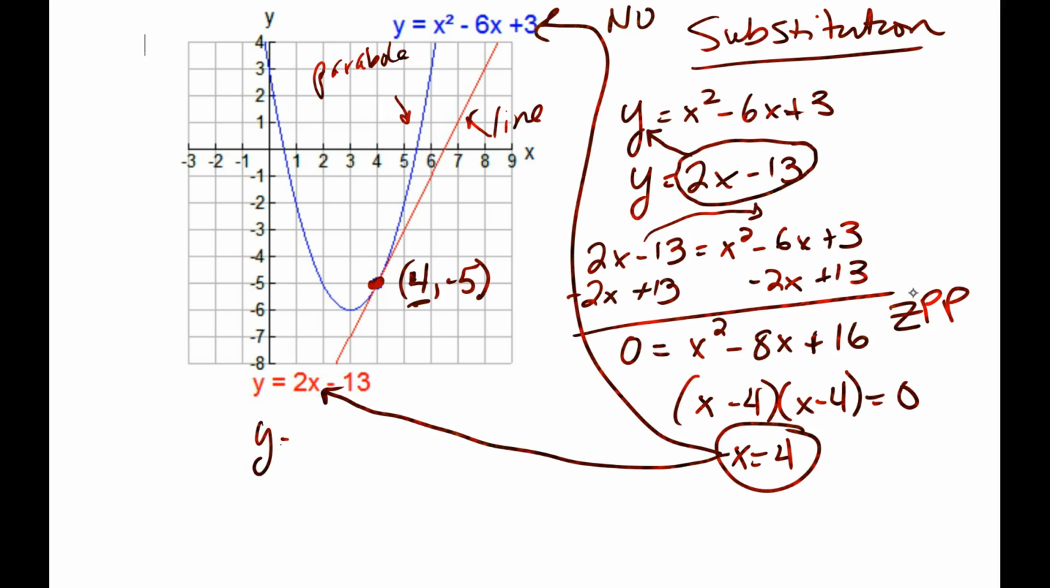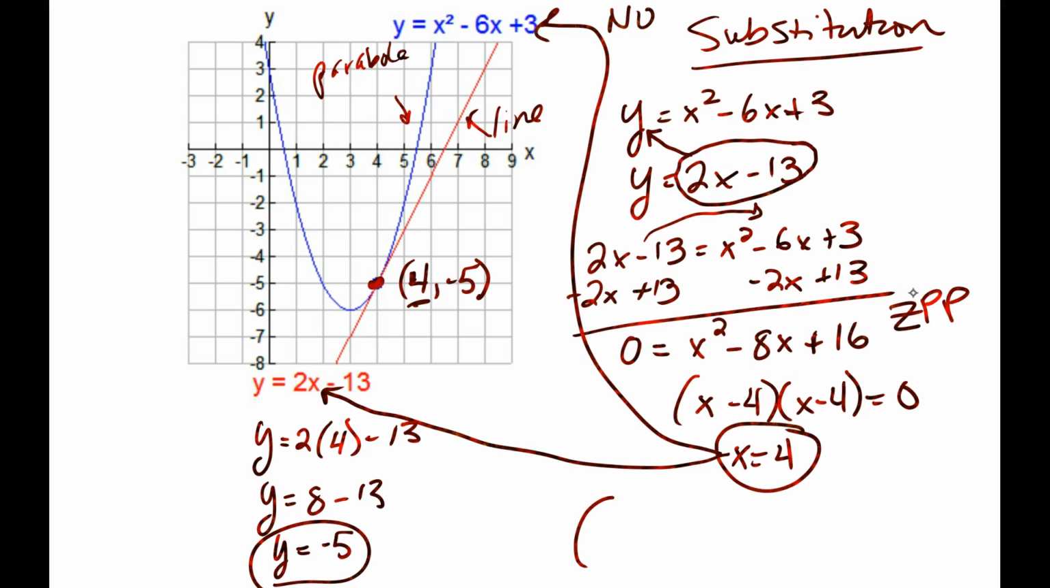So we get y is equal to 2 times 4 minus 13. That's what we're doing to get our y. So y is equal to 8 minus 13, and 8 minus 13 is -5. Look here: my solution is 4, -5 by the process of substitution.